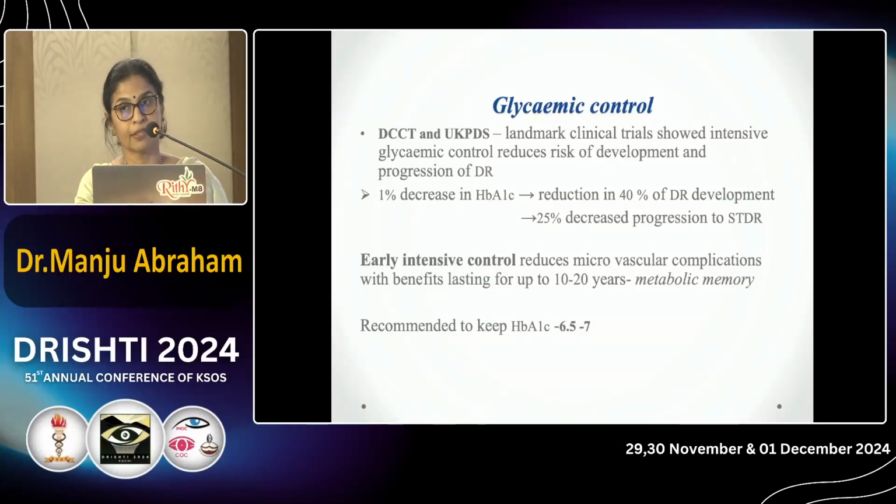Two landmark clinical trials, the DCCT and the UK studies, showed that intensive glycemic control reduces the risk of development and progression of DR. It is noted that a 1% decrease in HbA1c can reduce retinopathy development by 40%. And an early intensive control has benefits that last for up to 10 to 20 years, and we call it the metabolic memory. So it's recommended to keep the HbA1c levels less than 7, and the earlier it is achieved, the better.